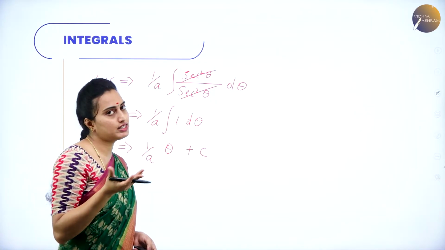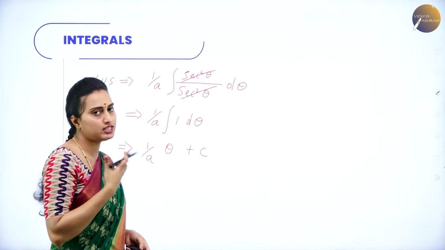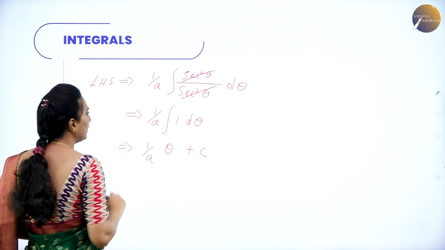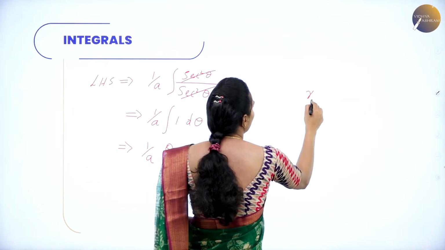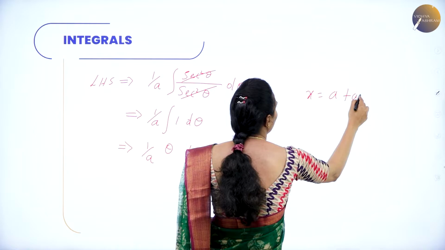Integral of 1 into dx is x. Integral of 1 into d theta is theta. That's it. Now substituting back to theta. Now what are you having? x is equal to a tan theta.